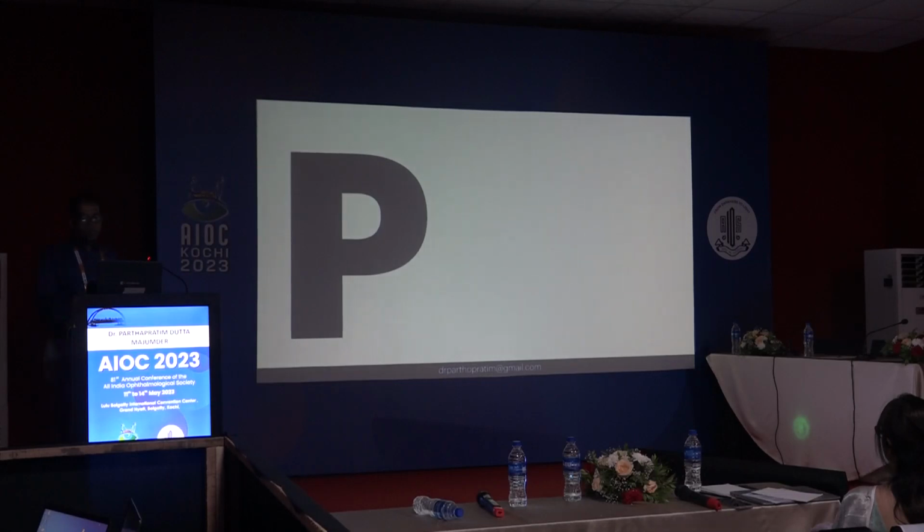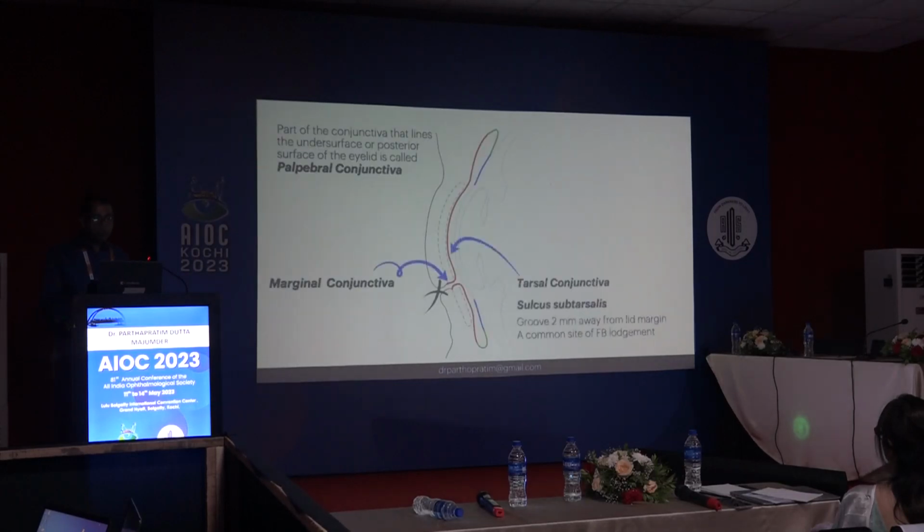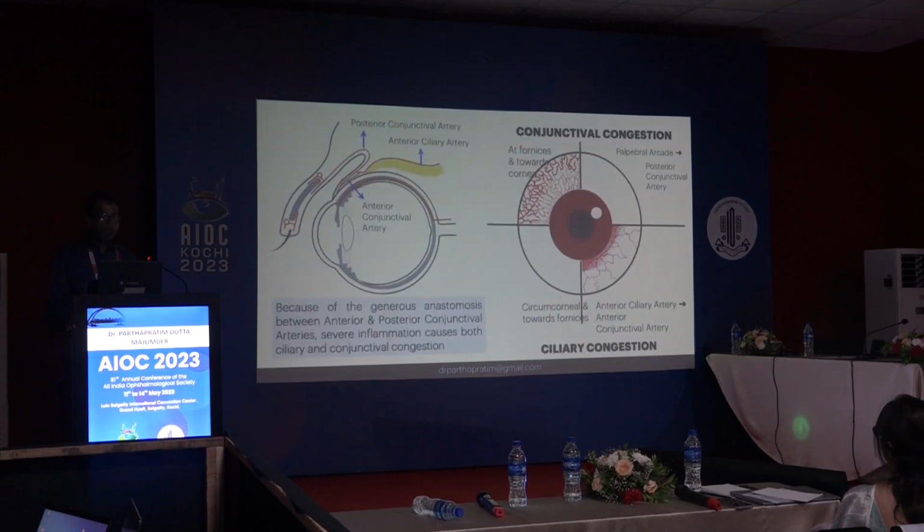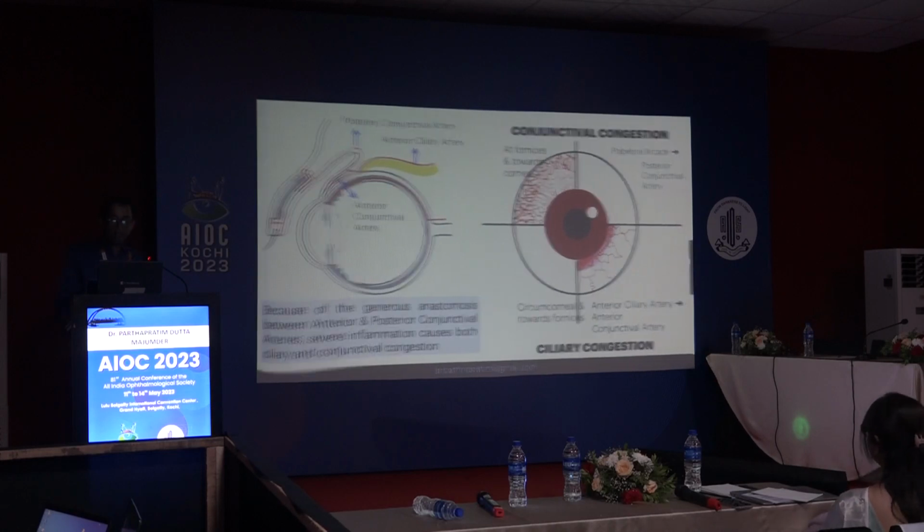Now coming to the P, palpebral conjunctiva, but we'll just show you one important slide. This is about the circulation here. You can see the posterior conjunctival arteries and the anterior ciliary arteries, which supply the muscles, and this is how conjunctival congestion and ciliary congestion vary. Conjunctival congestion is at the fornices and towards the cornea, and occurs because of the palpebral arcades and the posterior conjunctival arteries, whereas the circumcorneal or ciliary congestion occurs due to the anterior ciliary artery and because of the anterior conjunctival artery.